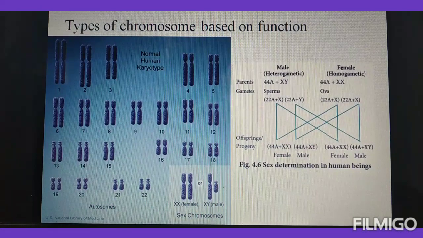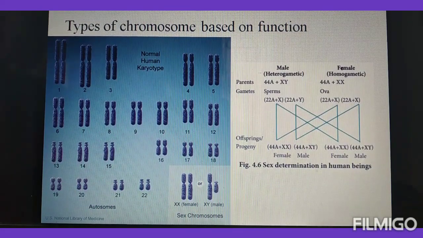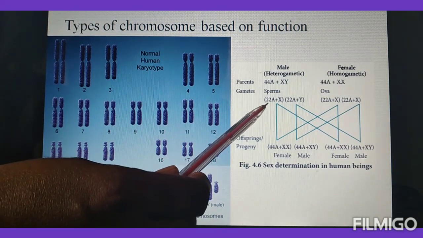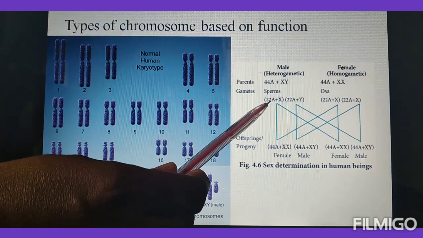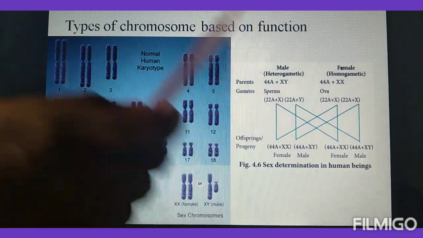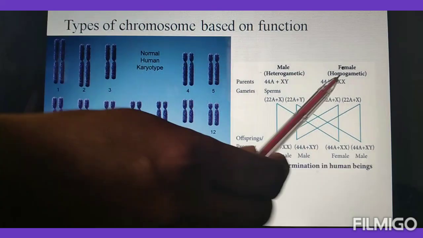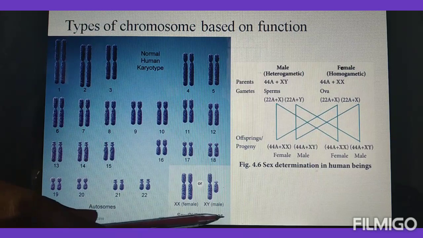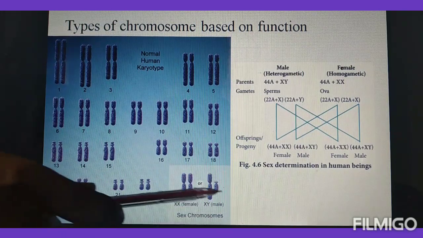Gametes produced by the organisms contain a single set of chromosomes. The male gamete is the sperm. The sperm contains 23 chromosomes, not in pairs. That means the 22 autosomes are there, along with only one sex chromosome. As I said already, in males the 23rd pair is X and Y chromosome.